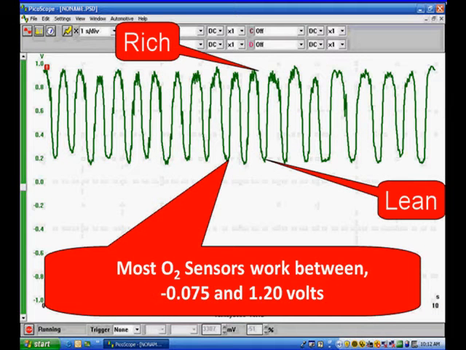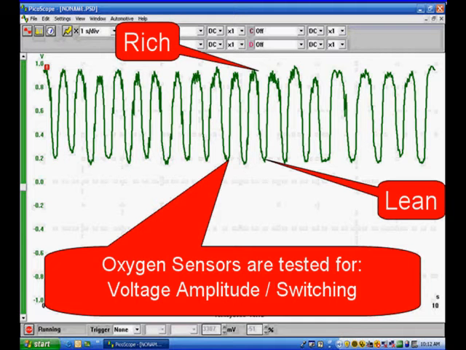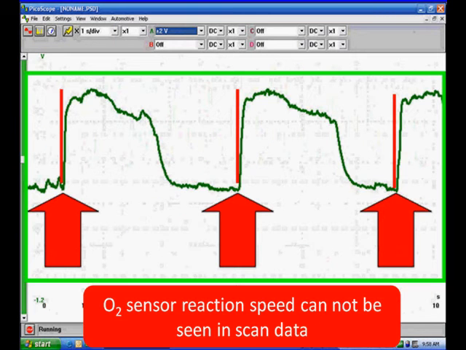Most oxygen sensors work between minus 75 millivolts and 1.2 volts. The oxygen sensors are tested for things like voltage, amplitude, and switching. Switching, or the speed of the oxygen sensor, is really the most overlooked part of oxygen sensor diagnostics. In the waveform on the green trace, you can see that we've snapped the throttle 3 times in a row. Then we've drawn a red line, indicated by the red arrow pointing to it, right next to where the oxygen sensor voltage started to rise.